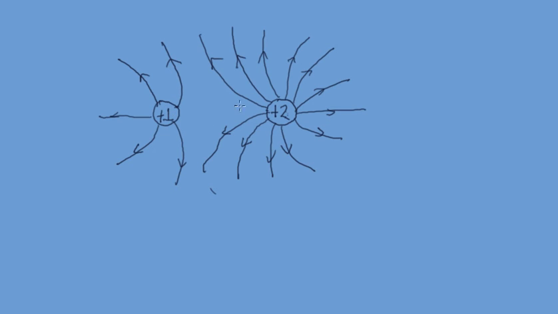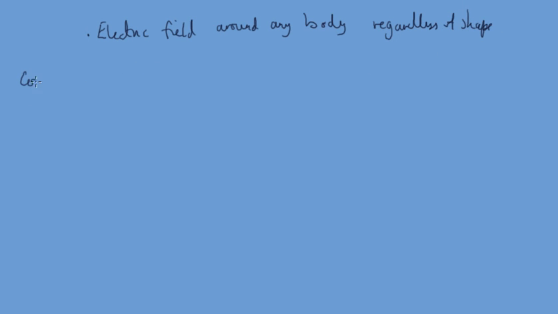Now, we've been talking about point charges almost as if they were little billiard balls. Any charged particle, regardless of shape, has an electric field around it, any body, regardless of shape. So let's consider parallel charged metal plates.